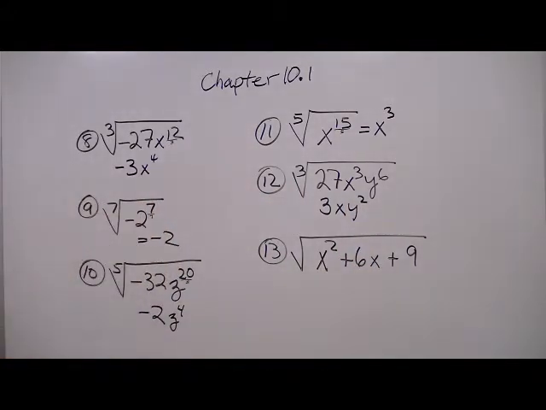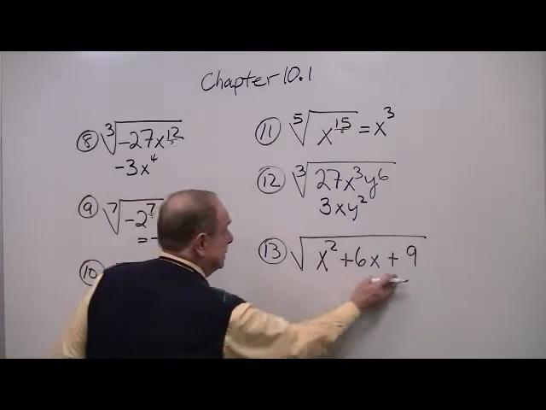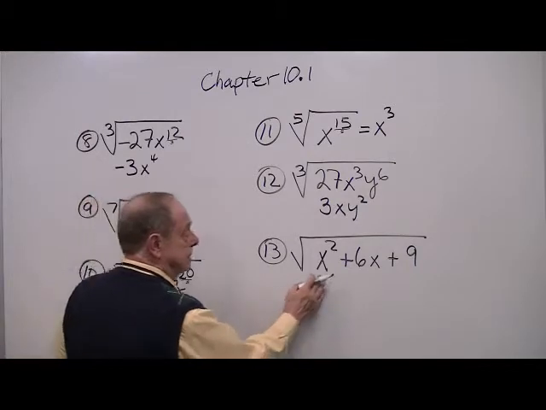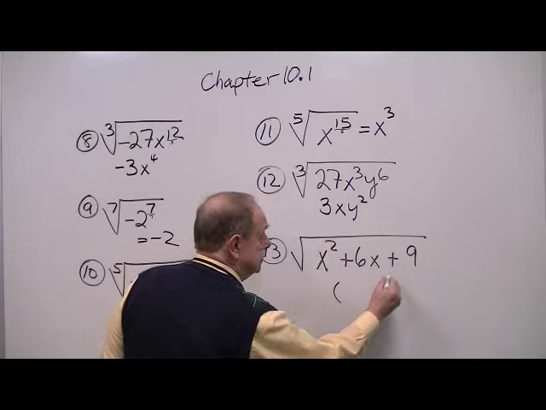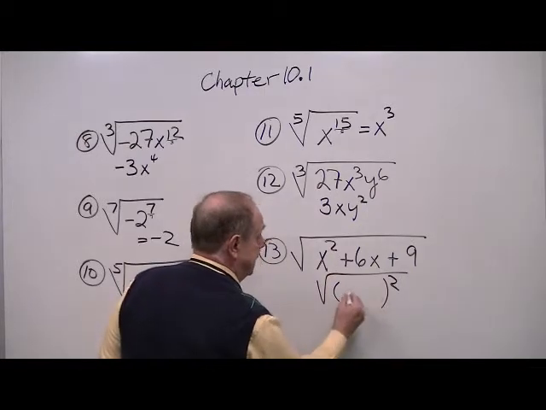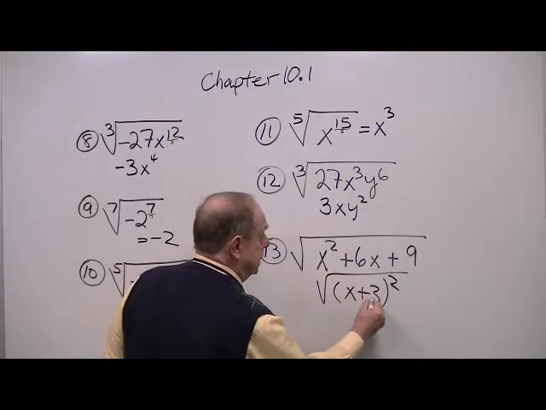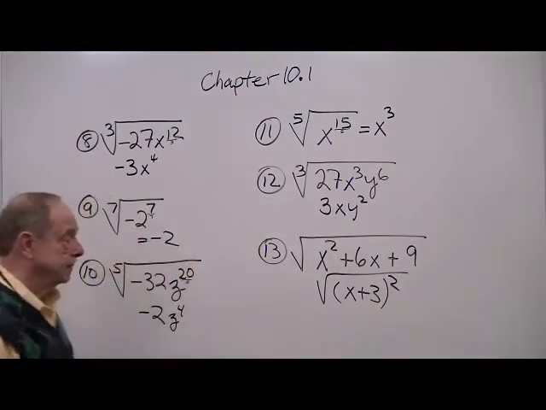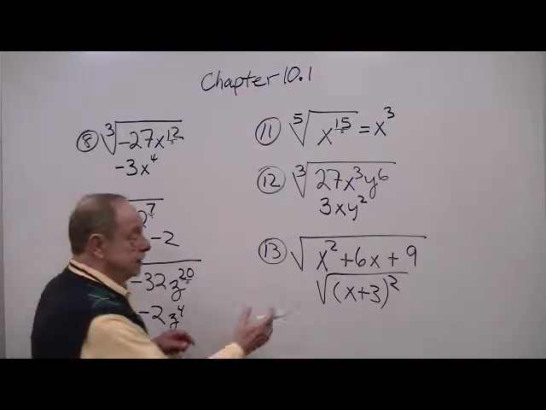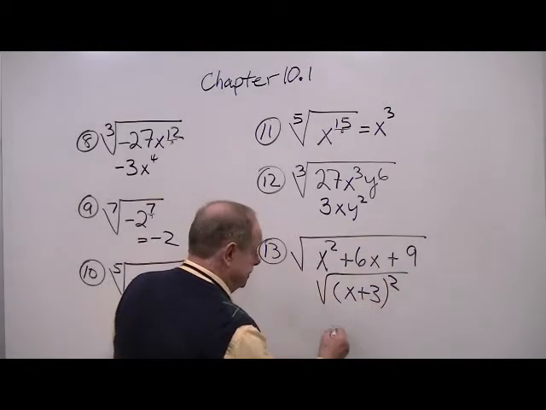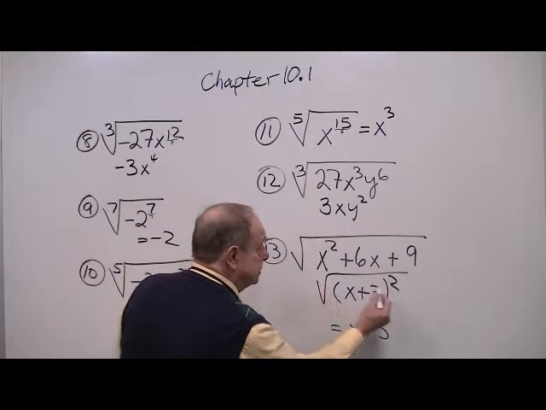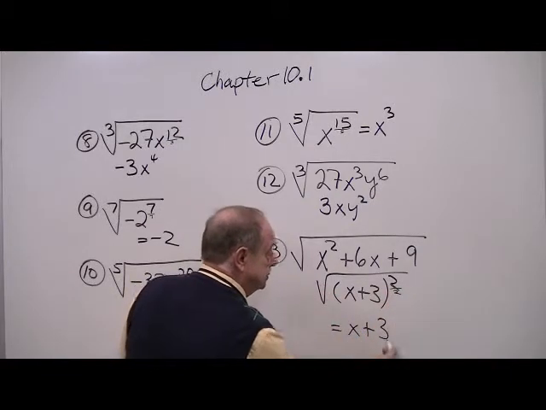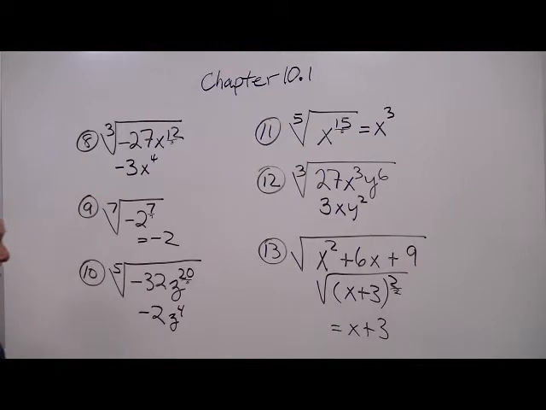Number 13 is a little interesting. I don't know if you remember this from an earlier chapter, but this is a perfect square trinomial that factors into its binomial x plus 3, the quantity squared. So when we take the square root of this, this just becomes x plus 3. Remember, the index number is 2. Dividing this by 2 gives you one of these.